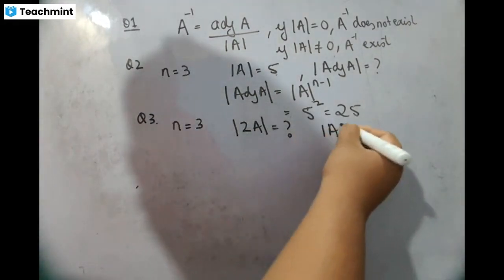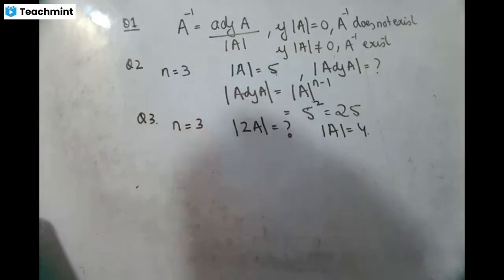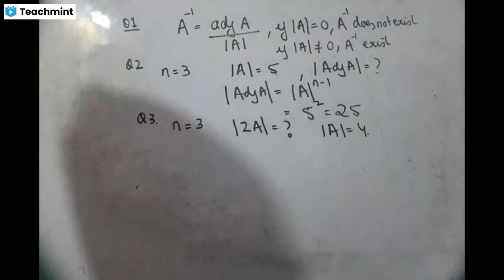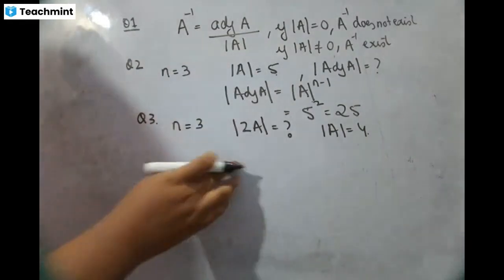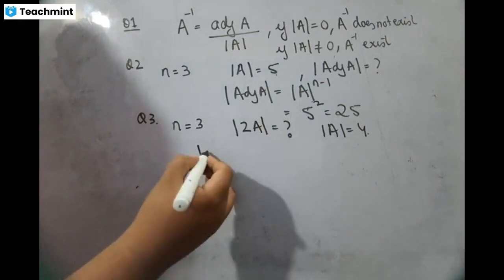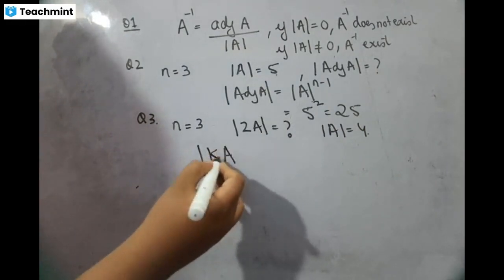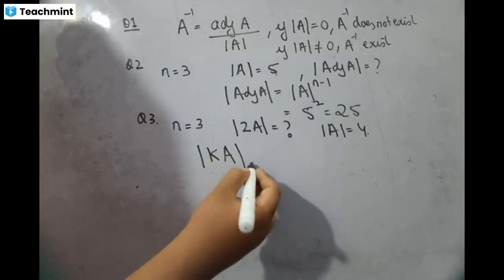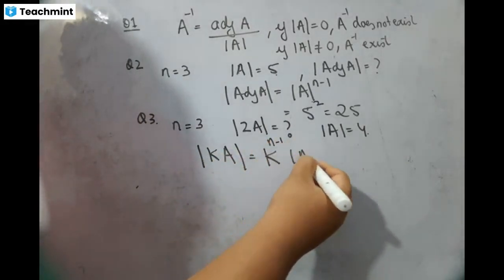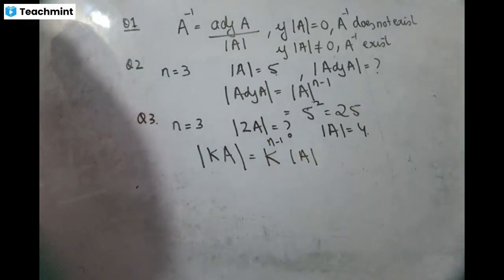The value of the determinant A is given to be 4. So in order to answer this, you need to know the property of determinant. Everyone look at the board. The property of determinant says that for a matrix multiplied by a scalar k, k comes in front to the power n minus 1 into the determinant.